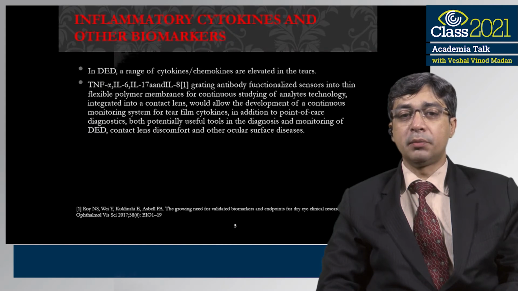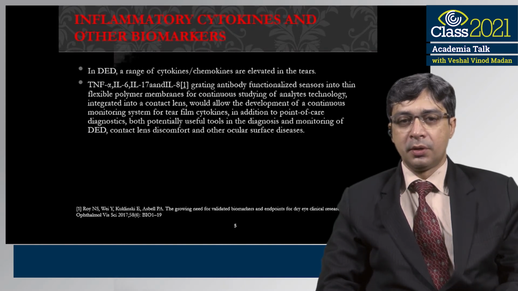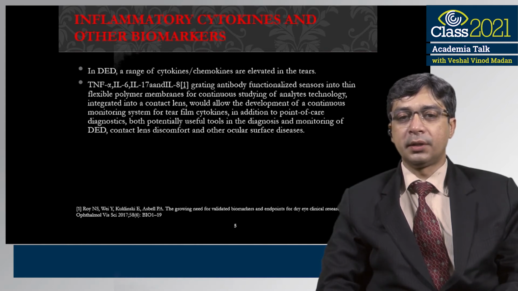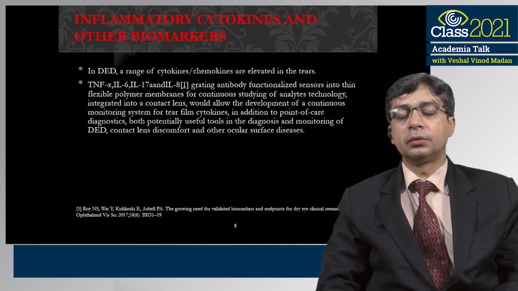Inflammatory cytokines and other biomarkers, as I have mentioned in my previous work, range from chemokines that are found elevated in the tears of dry eye patients. There are also markers which can directly relate to finding out the conditions which can definitely cause dry eye to worsen. And placement of contact lenses would allow us to monitor such changes in the tear film in real time, and deal with them accordingly.